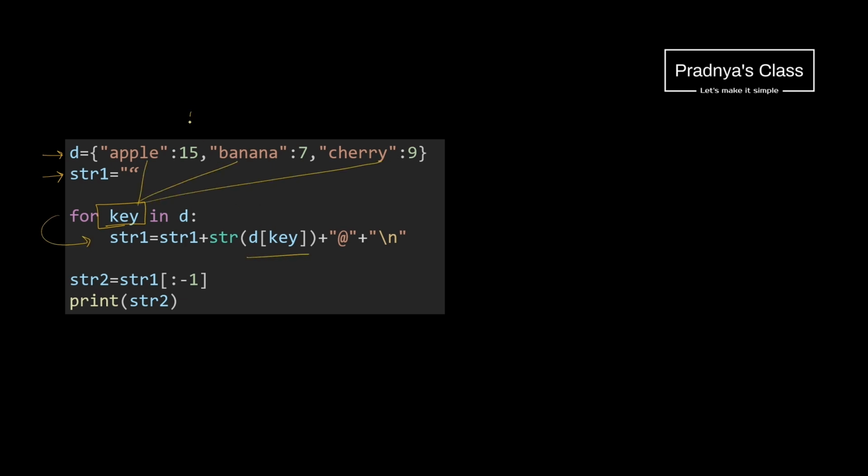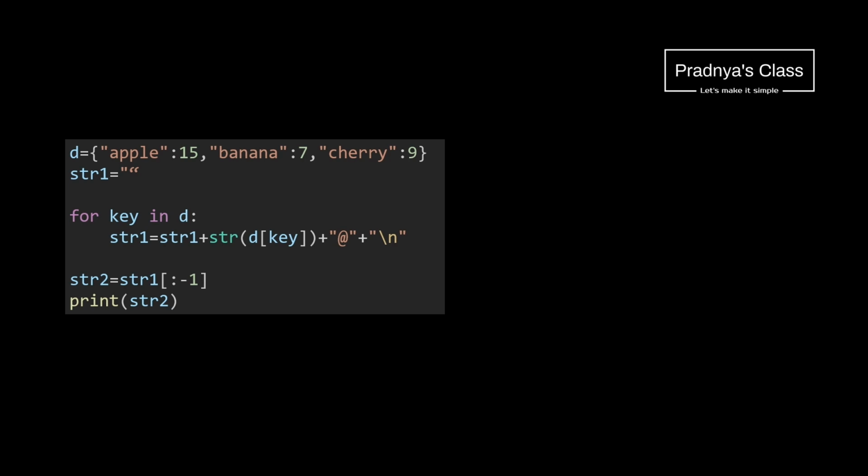With D of key, we are trying to access the values for the particular key. And look at the code. They are of integer data type. That's why using str function, we are converting it to string and concatenating @ symbol as well as \n. Hope you know what is \n. It's an escape sequence character which represent a new line character. Alright, outside the loop, we are removing the last character of the string and printing it. Similar type of question we have already discussed, but note here this statement is outside of the loop. Hope you understood the code.